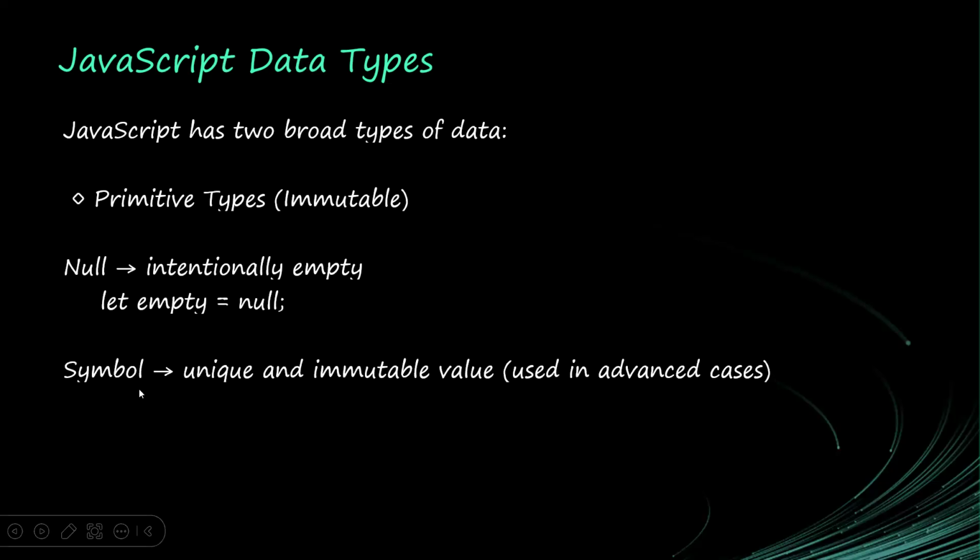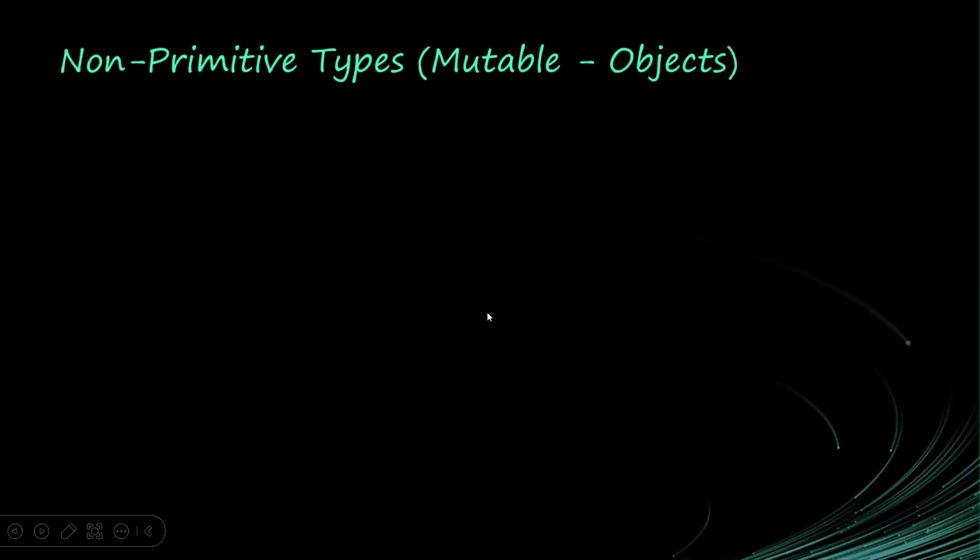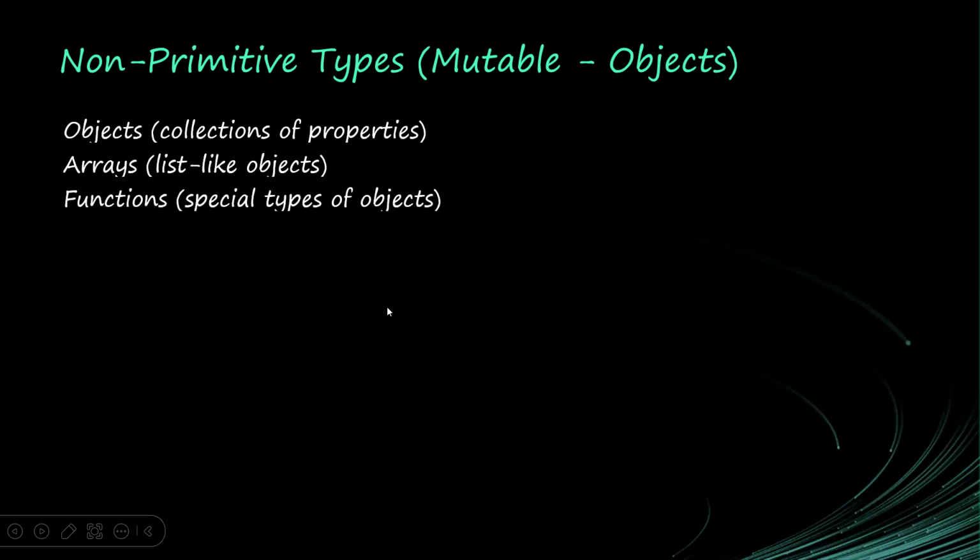We also have the symbol. All right. We normally don't use the symbol and the big int. I don't think I have used the symbol or big int in any of my projects before. So they are advanced anyways. So we have the non-primitive types. They have the objects, we have the arrays, we have the functions. We'll talk about them later on.